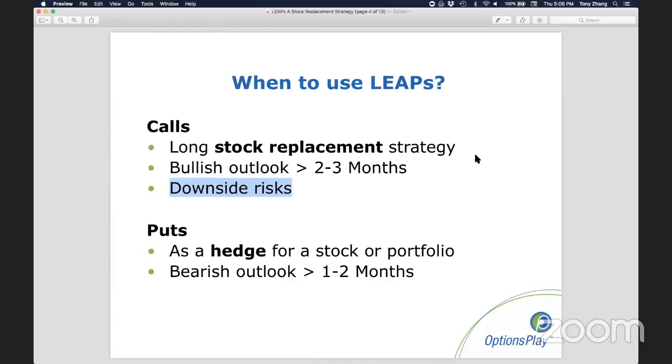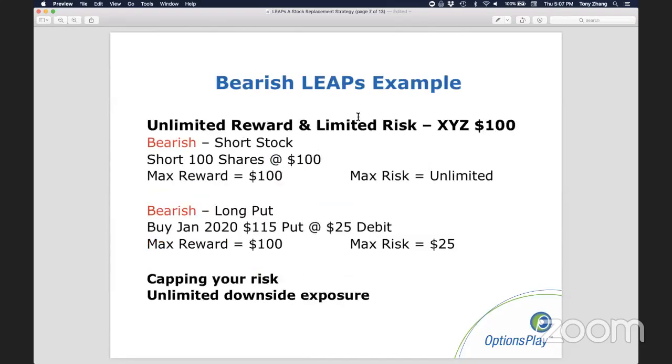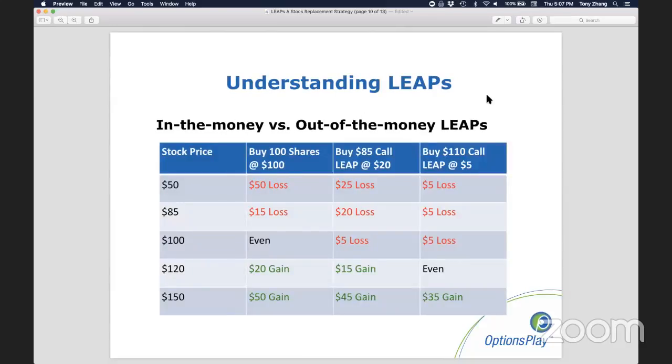Kamal is saying that I have an error on my slide, that at 120, the 110 call is even. Oh, that's correct. This is not even. This is a $5 gain on a 110 on a 120 move. Instead of saying even, this is a $5 profit. That is correct. I apologize for that typo.